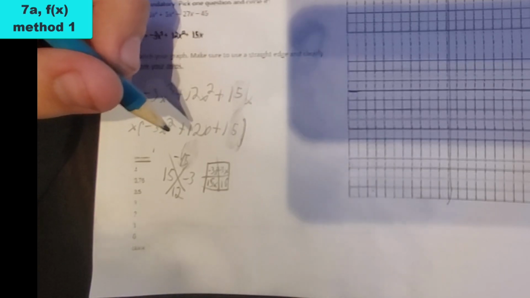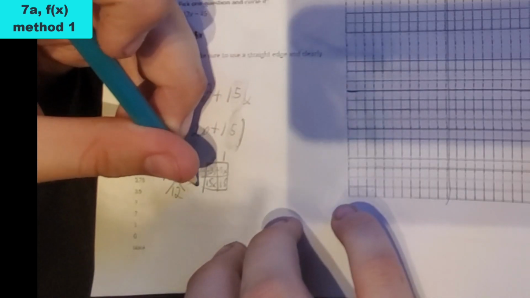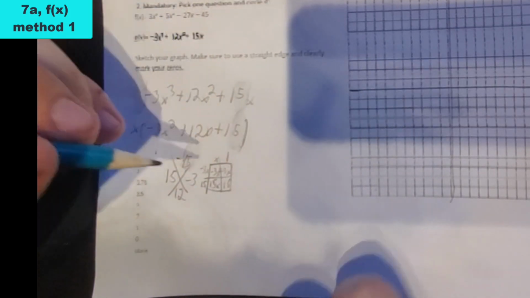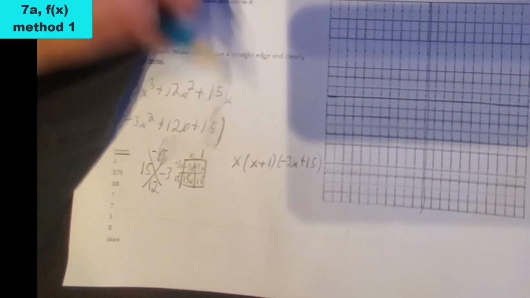Now we can just put those in. 15x, negative 3x squared, 15 and negative 3x. And then from there we just have to put negative 3x and x, and then 1, and then 15, and from there we can find that our factored form is x, then inside parentheses x plus 1, and inside another parentheses negative 3x plus 15. And that looks to be our factored form.